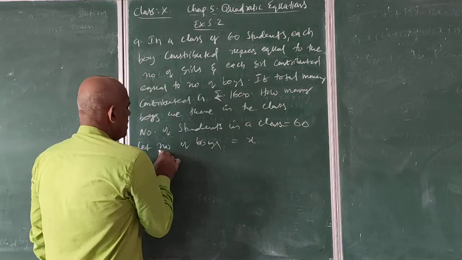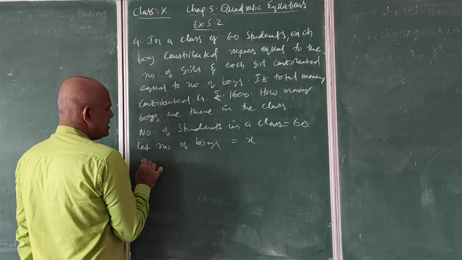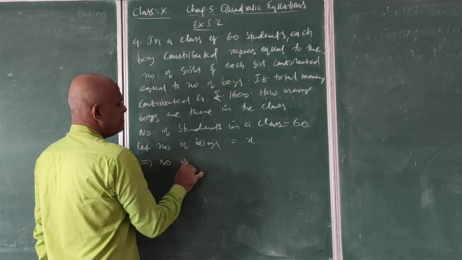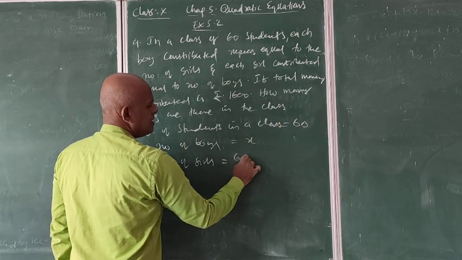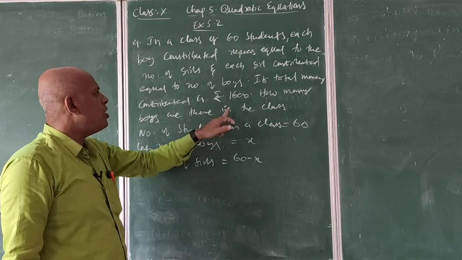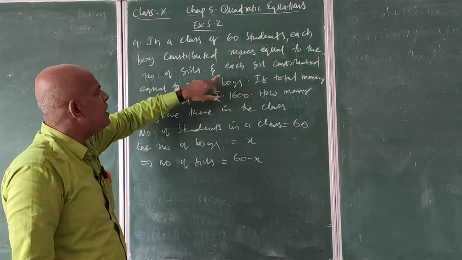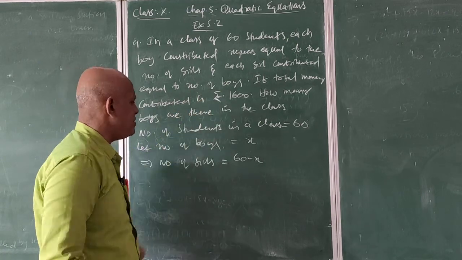In the same way, if total students are 60 and boys are x, then the number of girls you have to subtract from 60, which implies 60 minus x. Total they contributed an amount. Now based on that, there are two conditions. One is each girl contributed equal to the number of boys.